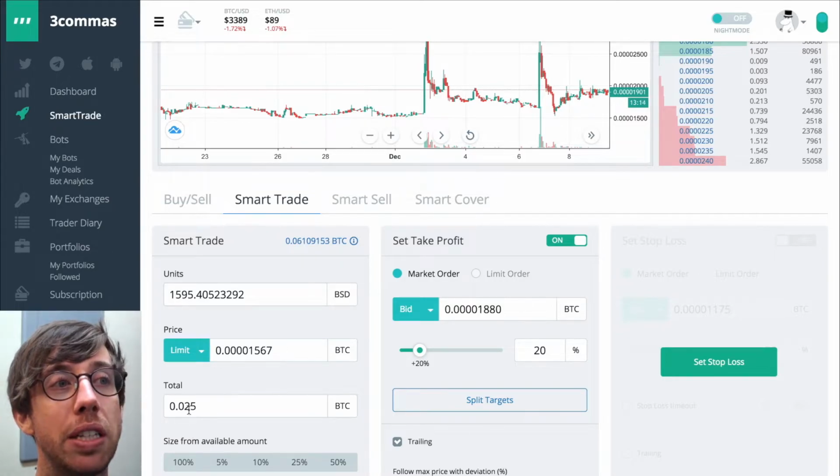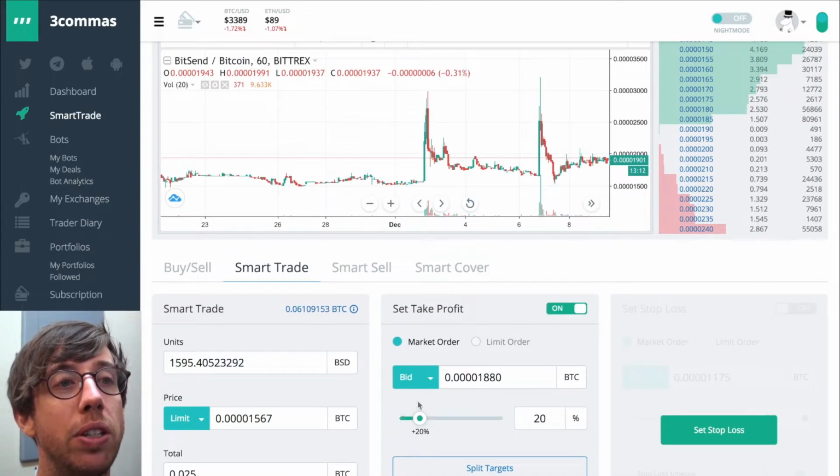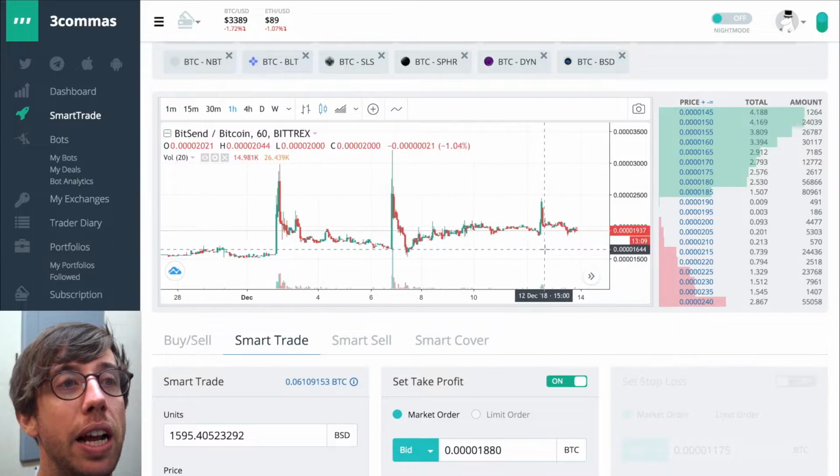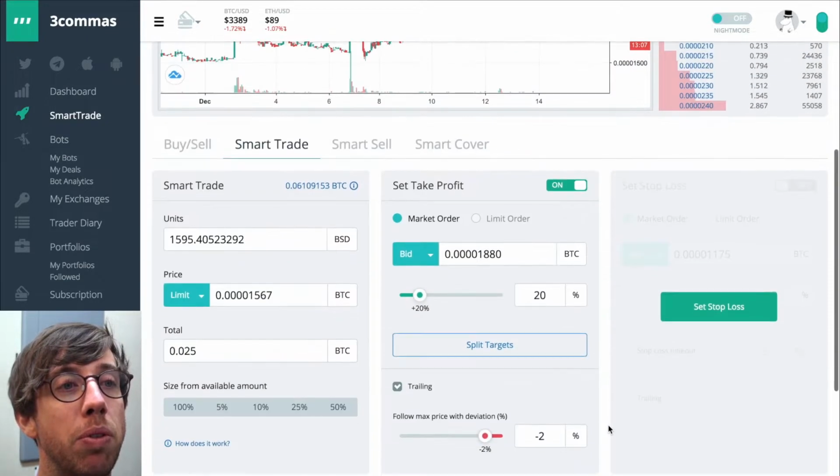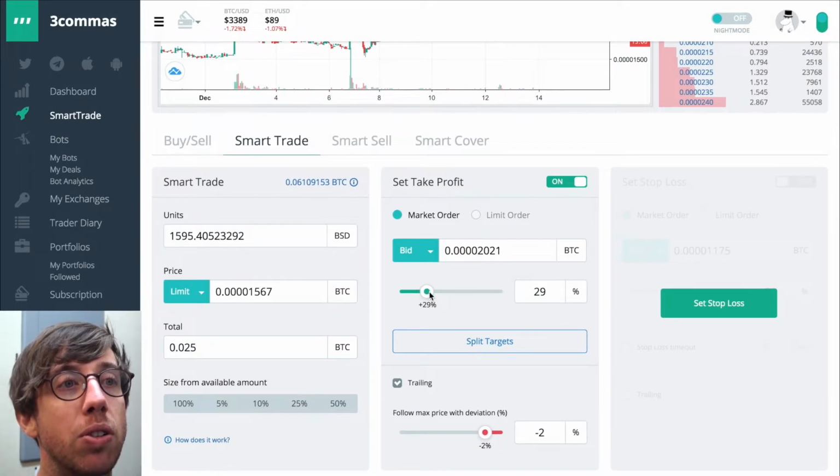There we go. I'm using the same amount. I'm going to take profit at the same price point as before. So it's the 20 or so, 2080. There we go. I'll be okay with 30%.